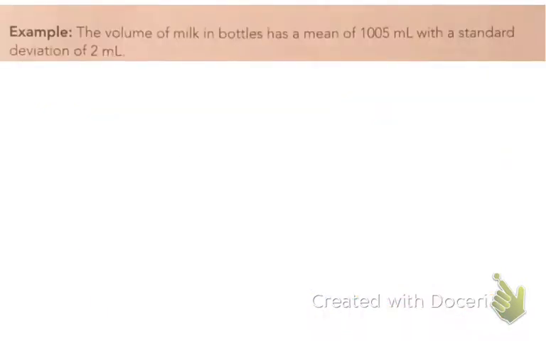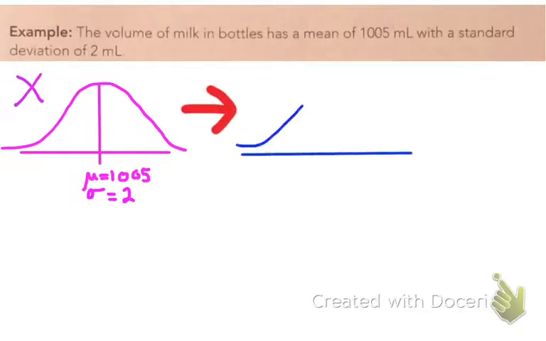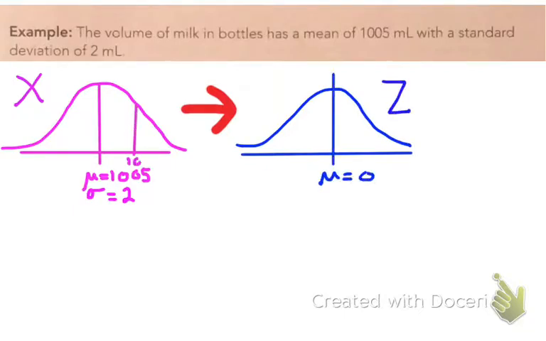Let's have a look at the example now in the book. This is on page 17 again. So what we've got now is the volume of a milk bottle, and it tells us that there is a mean of 1,005 millilitres with a standard deviation of 2 millilitres. So first of all, we're going to draw on our x distribution, put our mean of 1,005 on there, and I usually just tend to write the standard deviation underneath that, just so that it's written down there and I'm not going to lose that data. I'm going to convert this to our z distribution, and we remember our z distribution has a mean of 0 and a standard deviation of 1.